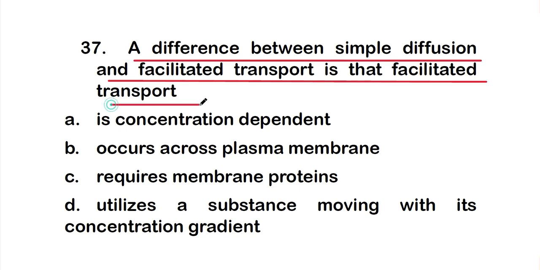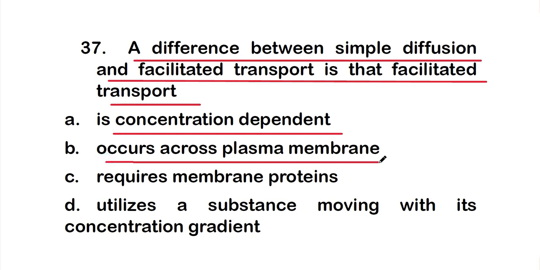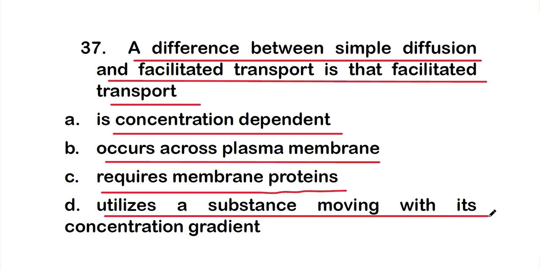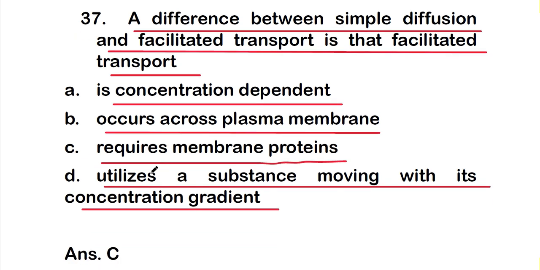Okay. So next is question number 37, a difference between simple diffusion and facilitated transport is that facilitated transport is concentration dependent, or option B occurs across plasma membrane, or option C requires membrane proteins, or option D utilizes a substance moving with its concentration gradient. So the right thing about facilitated transport is option C, that is requires membrane proteins. So a difference between simple diffusion and facilitated transport is that facilitated transport requires membrane proteins. Okay, so this is the difference from simple diffusion.